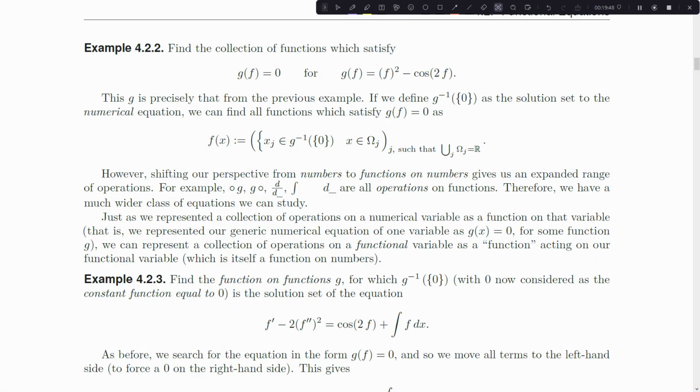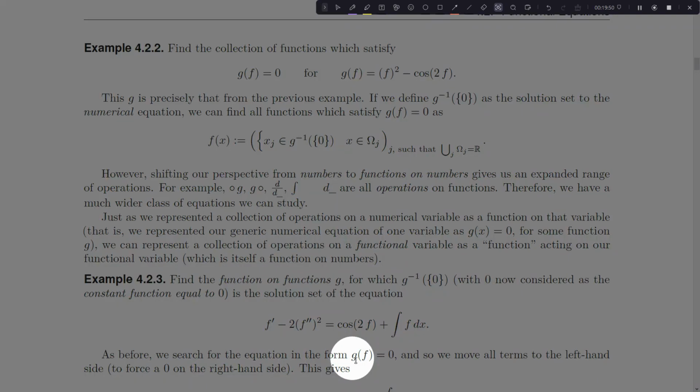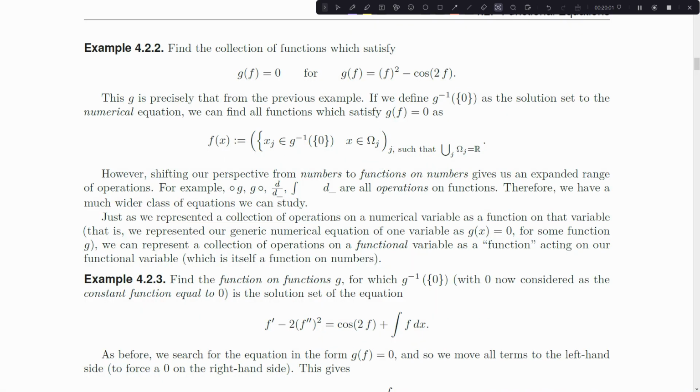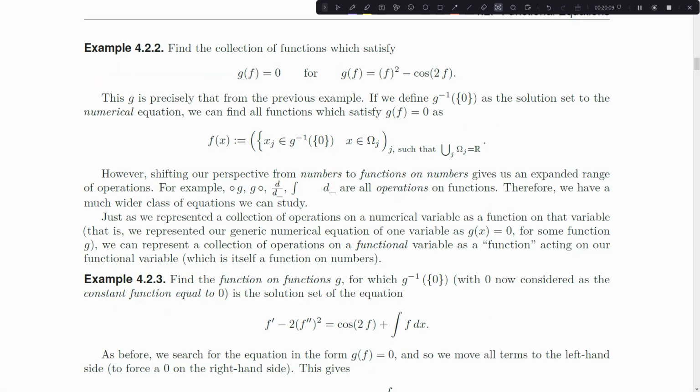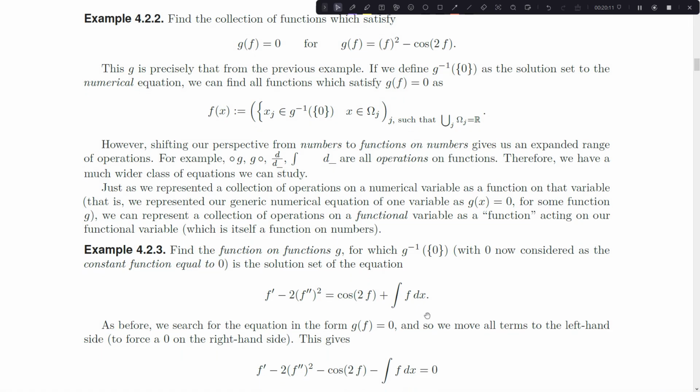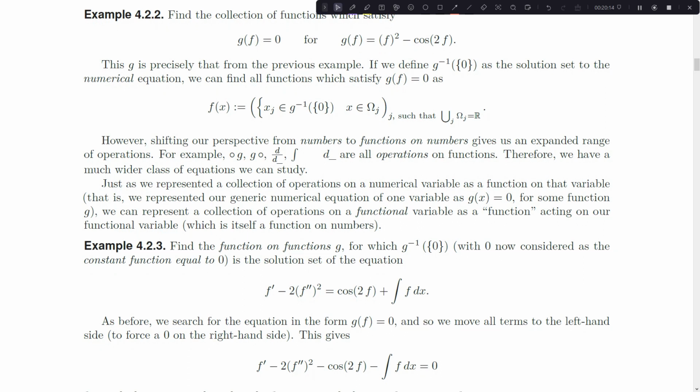And so we've broadened now this little function g, which now takes functions as inputs. G has a much broader family of operations which we're allowed to put inside of it. We're allowed to put derivatives inside of g. We're allowed to put cosine and function composition inside of g, and antiderivatives. And so if we try to do the same thing as we did before, which is basically trying to move this equation to a form where we can say g of f equals 0, I'm going to do the same thing I did before. I'm going to move everything to the left-hand side.